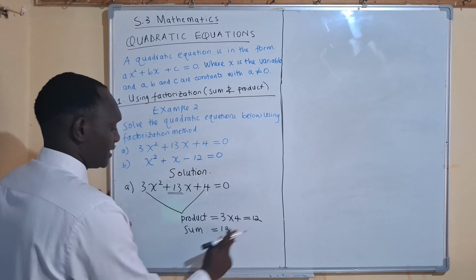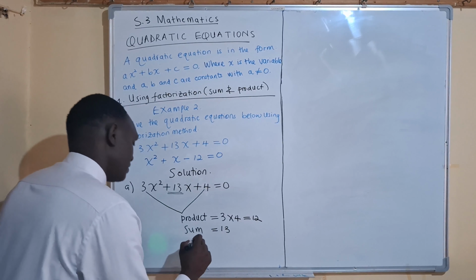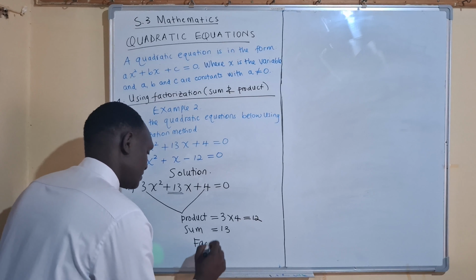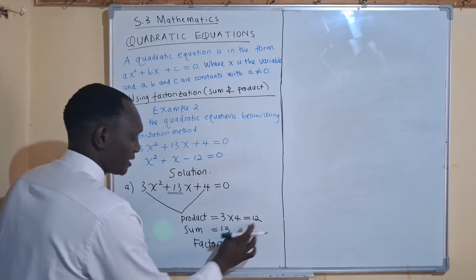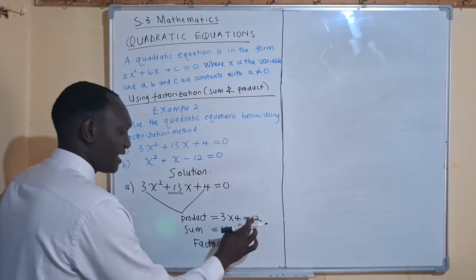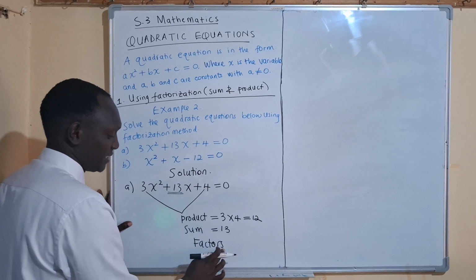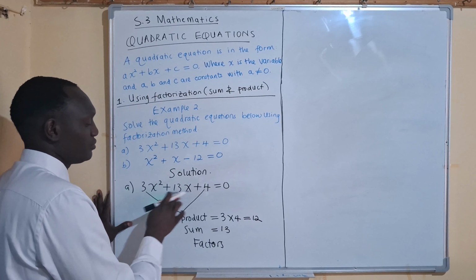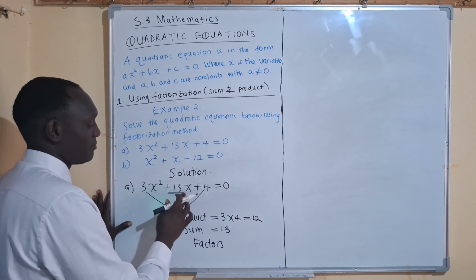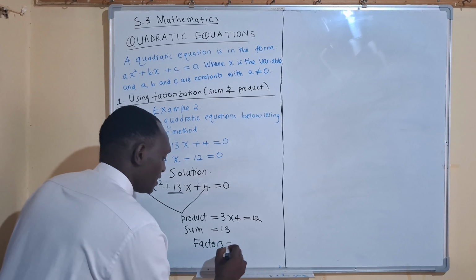After getting the product and the sum, what is the next step? The next step is to get the factors, because we don't use the product and sum anywhere, but they assist us in finding the factors. Then we use the factors to replace the sum part of the equation. So what are the factors here?